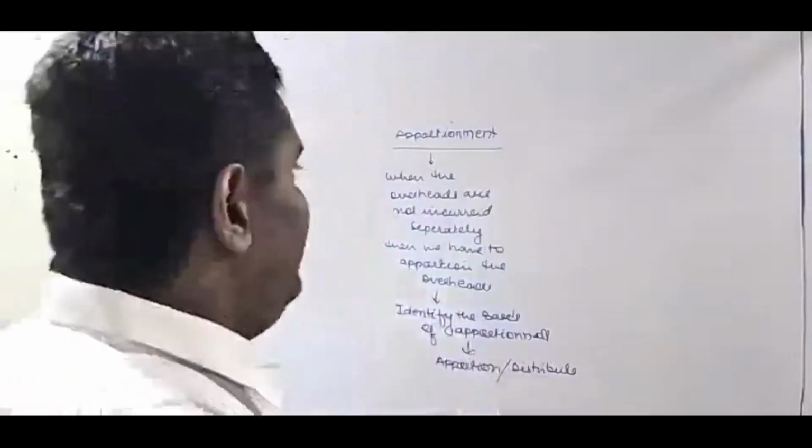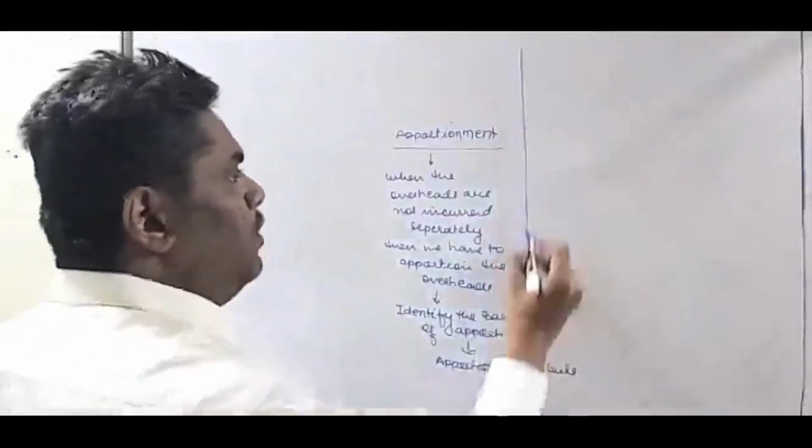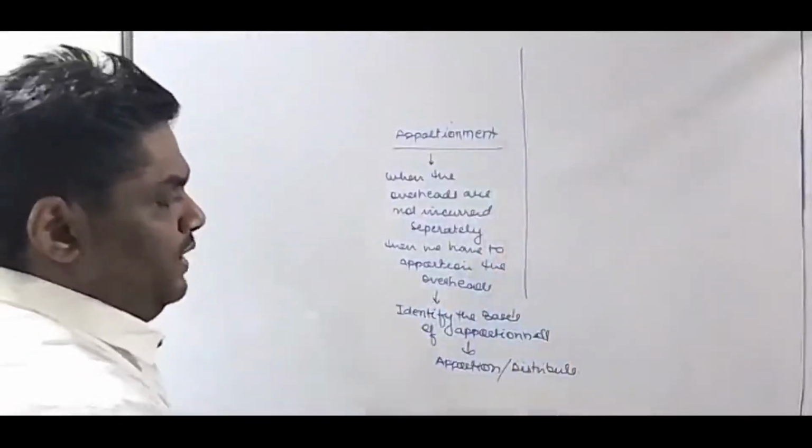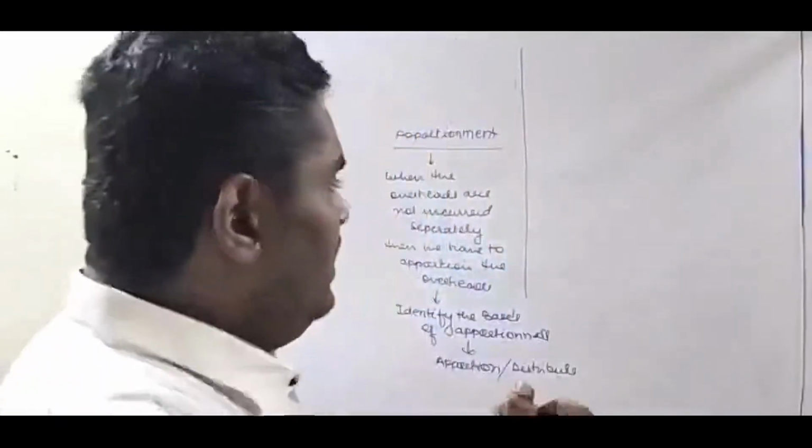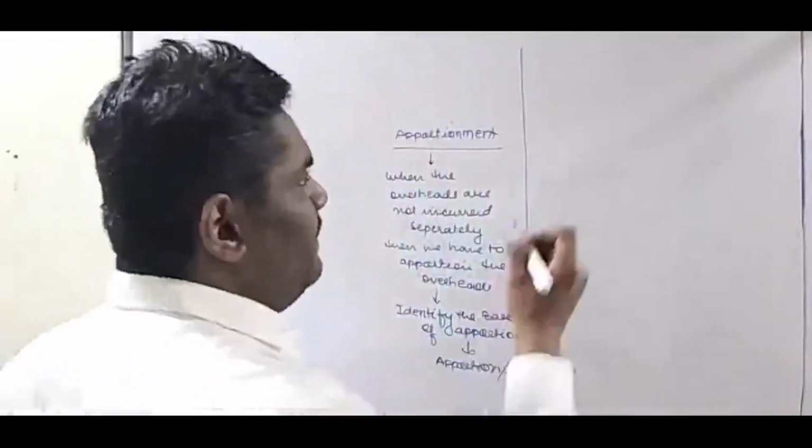So as I said, if the overheads cannot be allocated, we need to apportion the overheads. That is, we have to identify the basis of apportionment and then we will distribute. So let me give you a few examples of what can be the basis of apportionment. Let's take a few examples.